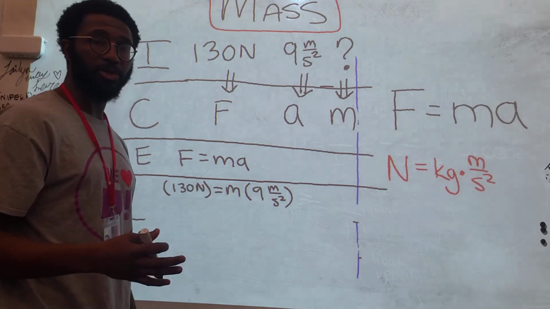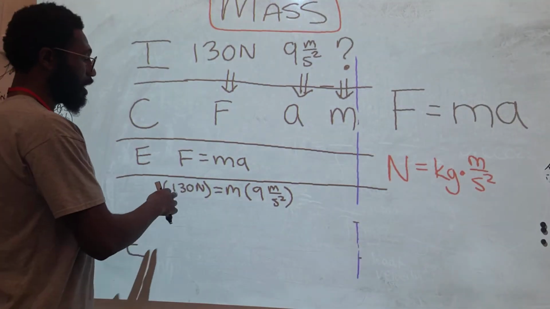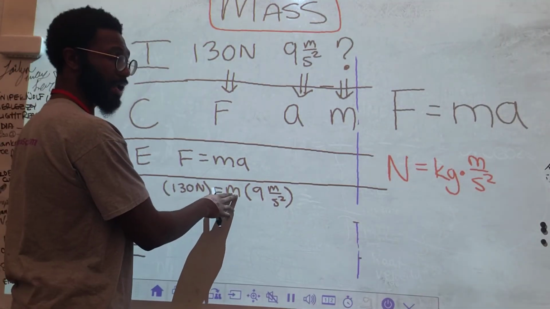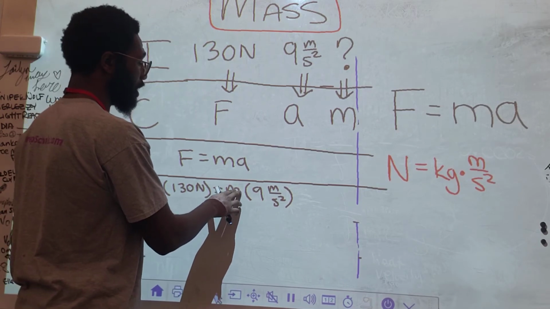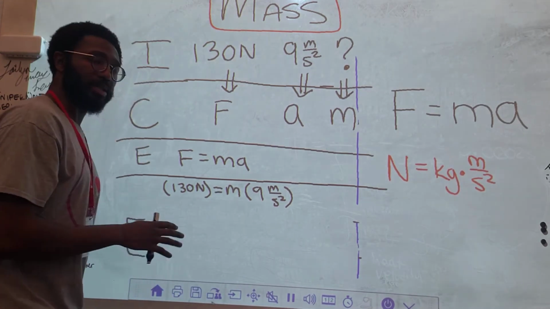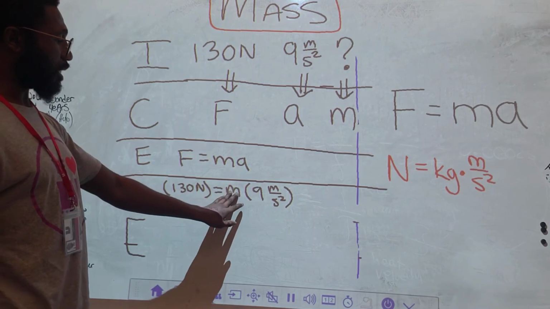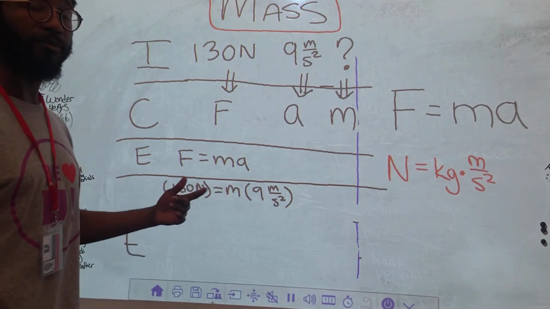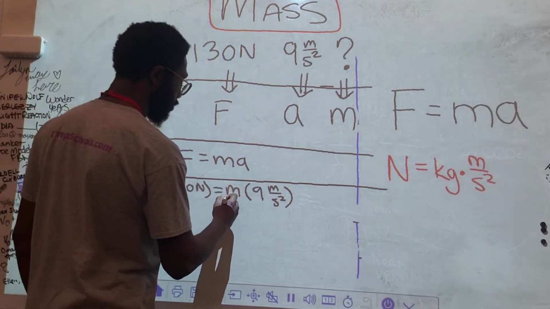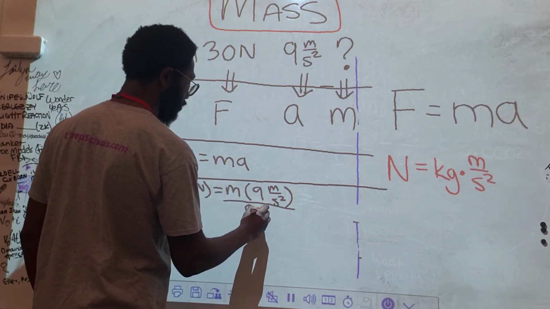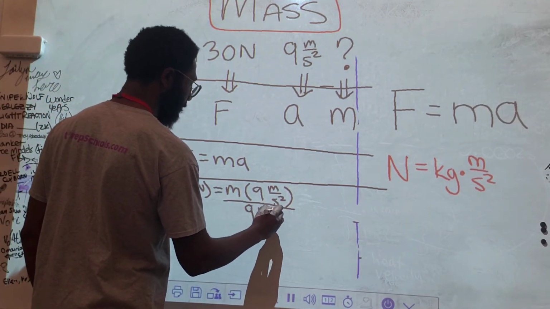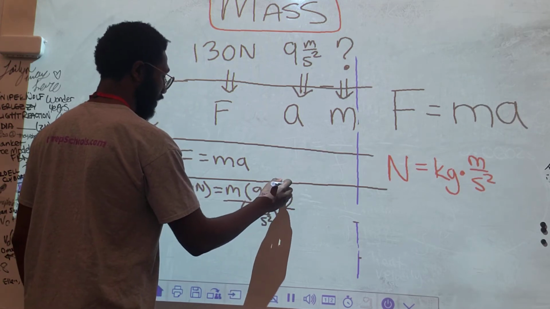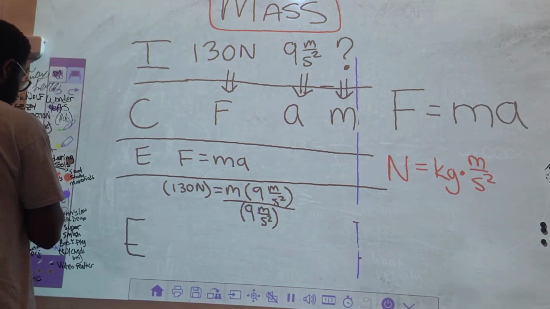Now, I've had a number of students make the mistake of saying, if we wanna get M by itself, we're gonna actually move M. That's not the case. M is in the right spot. We just wanna move everything else away from M. So we're going to divide by 9 meters per second squared. All right, and that'll allow us to cancel both of these out.